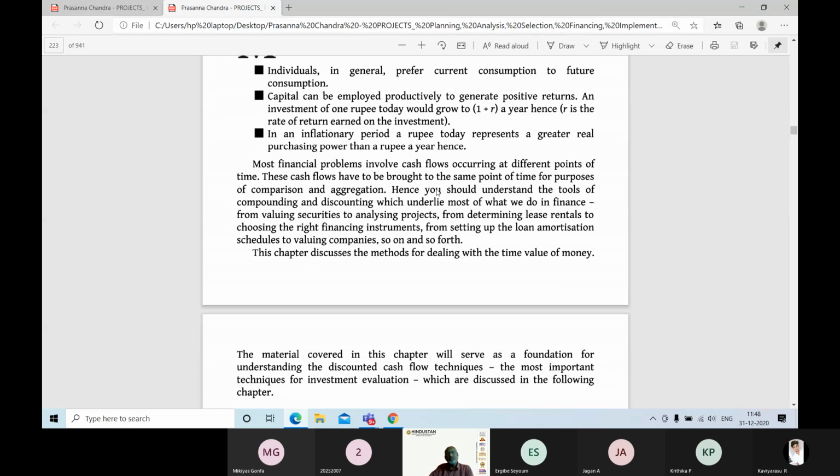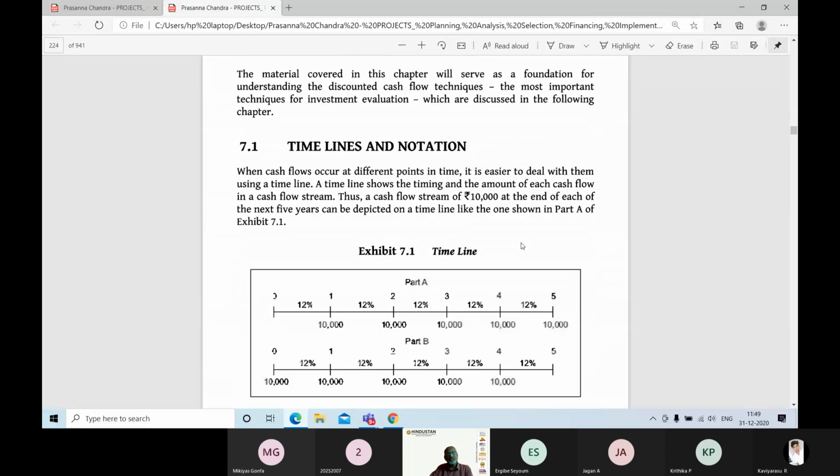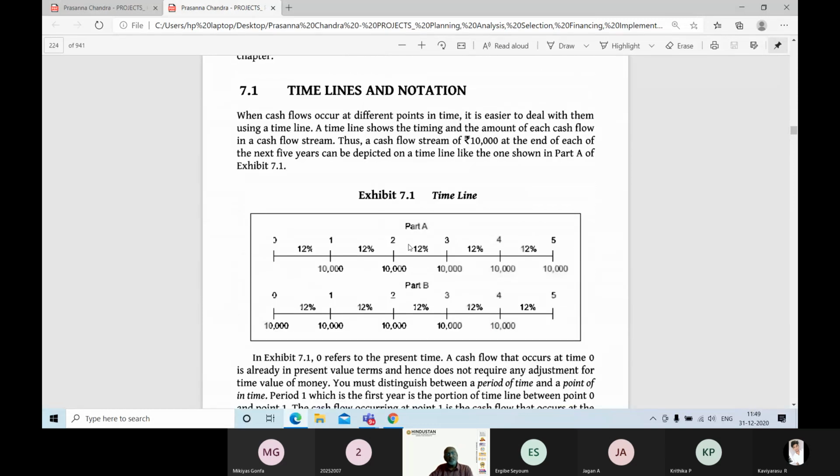and aggregation. Hence, you should understand the tools for compounding, which underlie most of what we do in finance, from valuing securities to analyzing projects, from determining leases, choosing the right financial instruments, from setting up loan amortization schedules to valuing companies. So here, what is the timeline? This is the timeline notation.